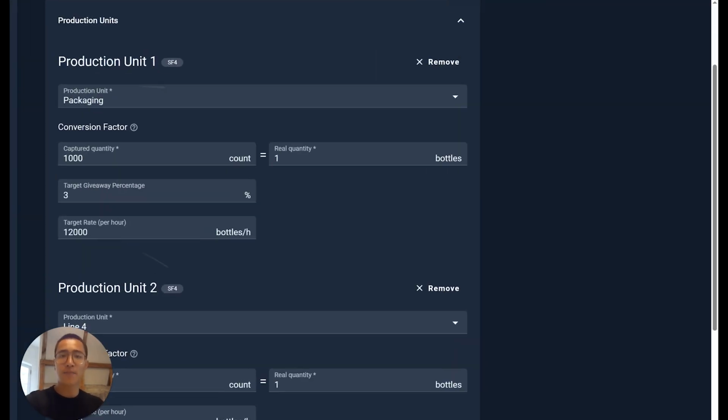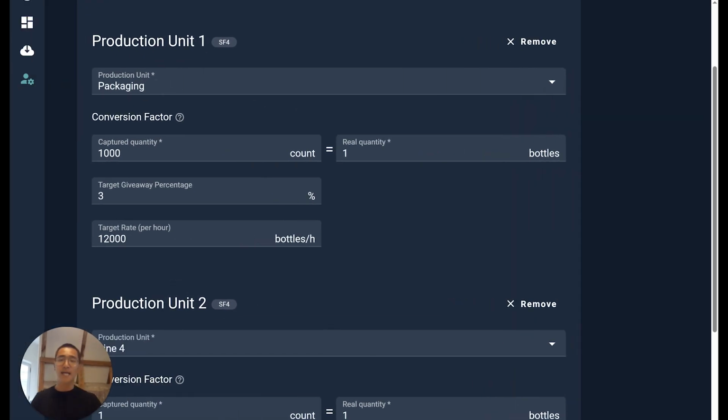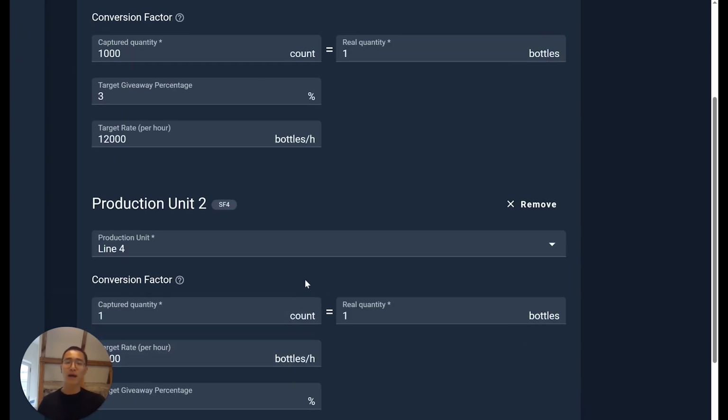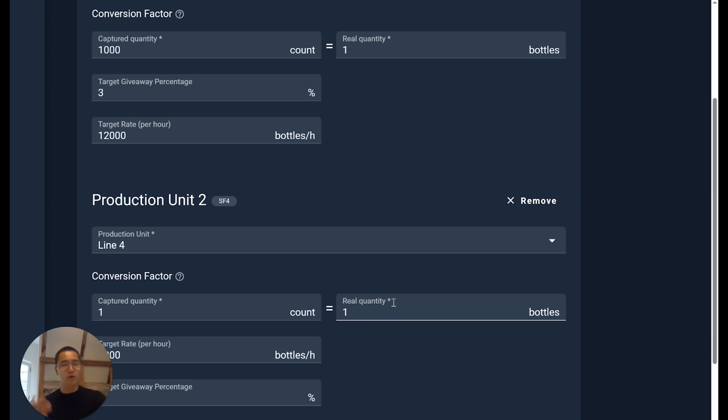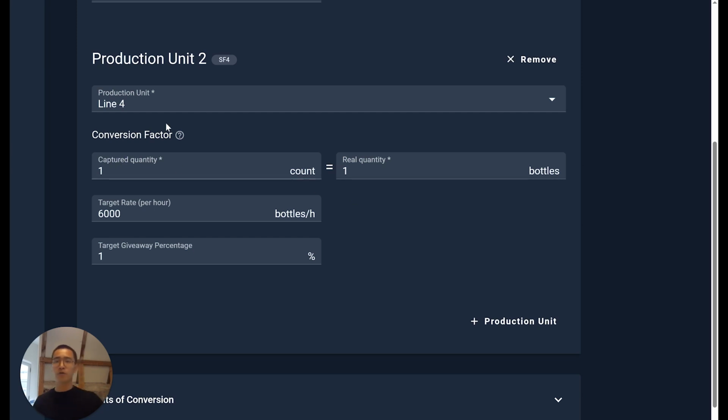Note that a product can be associated to multiple lines. Depending on the line on which the product runs, it might have different parameters. Some lines may be faster or slower, even if they're making the same product. Packaging is not the line we're on right now. We are on line 4, so we have to validate that this base configuration is done for that product, for that line. What we see here for line 4, my orange juice, is that one captured quantity, one count, equals one bottle. Ideally, you'd want to have a conversion ratio of 1-to-1. Of course, it might not always be applicable, as you can see on the top one over there. So the conversion factor for line 4 is a 1-to-1 ratio: one count is one bottle.